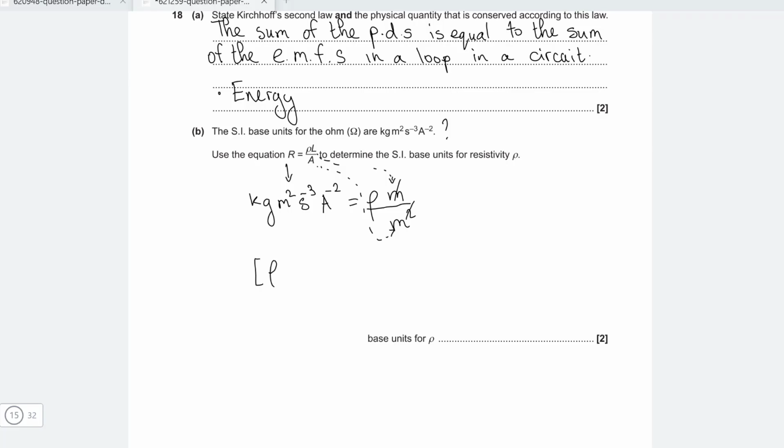Let's just write down some brackets. Normally that's the convention for the unit of a certain quantity. So the base unit for the resistivity is going to be kilograms. Now meters squared times meters is going to give me m to the power of 3, s to the power of -3, a to the power of -2. And let's just write this down in the answer box. So kg meters cubed, s to the power of -3, a to the power of -2.